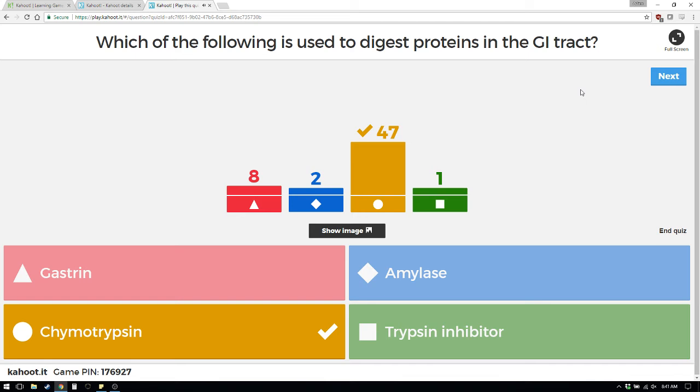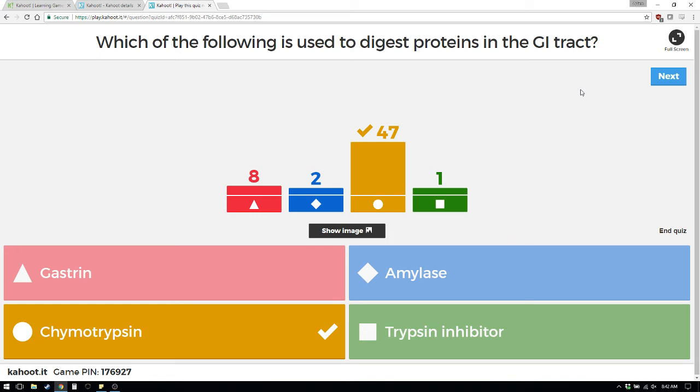Okay, so why chymotrypsin? Remember, there's a couple of different protein-degrading enzymes released by the pancreas. Trypsin is going to be the big one. It's probably the most common one. You're going to have chymotrypsin in smaller amounts, and then there's a carboxypeptidase, which I need to look at again. So that would not be it. Amylase does what?